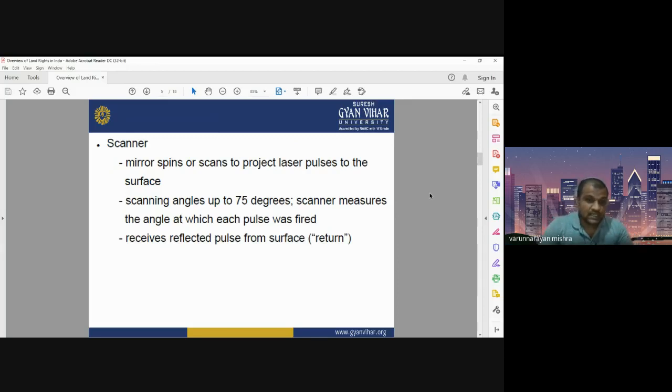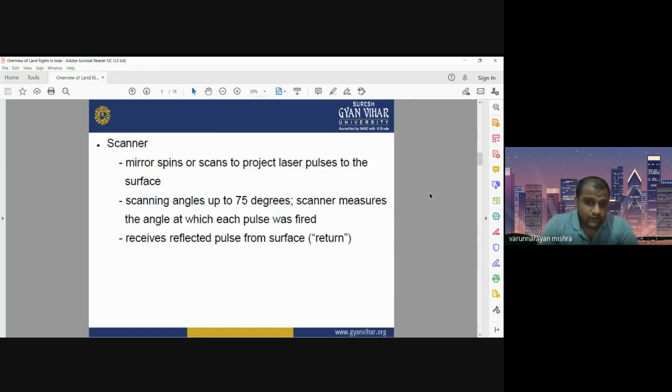In the laser scanner there is a mirror that sweeps, that scans to project the laser pulses to the surface. When it transmits the pulses and the return pulses are received by the receiver, there is a mirror that may spin and rotate, and it can receive the incoming energy after interaction with the object. The mirror can scan up to 75 degrees, meaning it can move between 0 to 75 degrees to receive the entire incoming energy coming after interaction with the Earth surface feature.